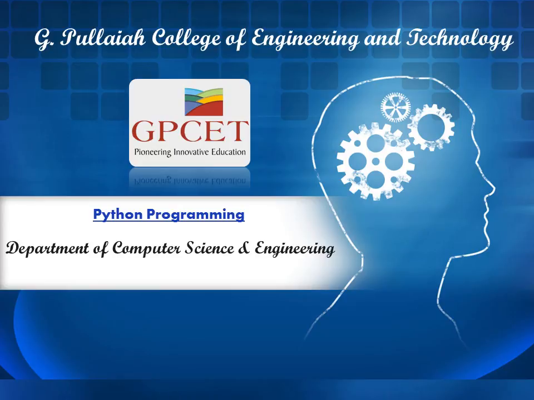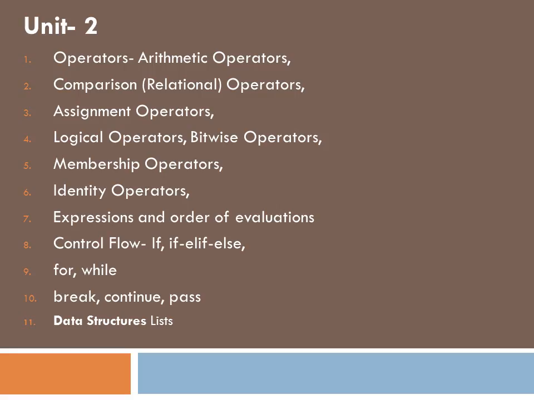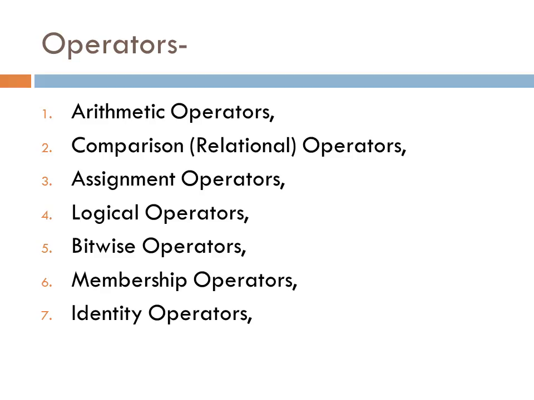Today I am going to discuss Python programming Unit 2 topics. These are the topics of my presentation. First we will see the different types of operators in Python programming: arithmetic operators, comparison, assignment, logical operators, bitwise operators, membership operators and identity operators.